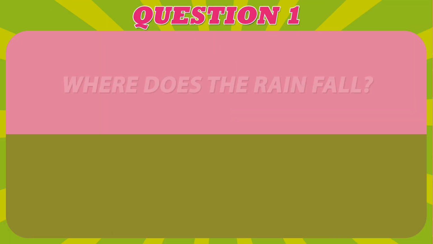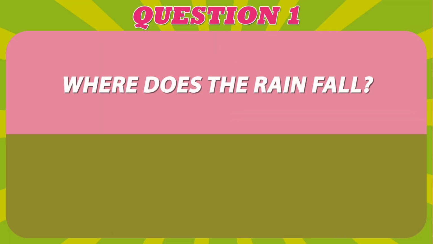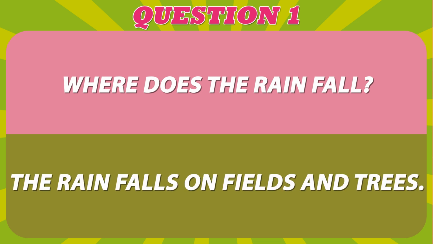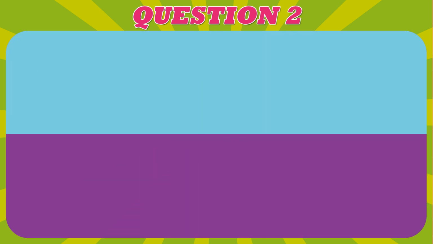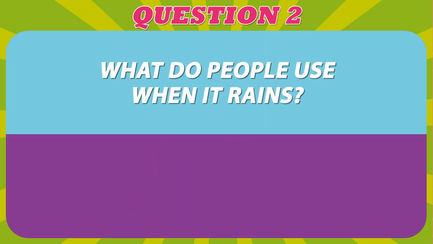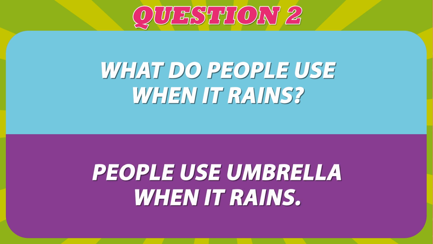Question 1. Where does the rain fall? Answer. The rain falls on fields and trees. Question 2. What do people use when it rains? Answer. People use umbrella when it rains.